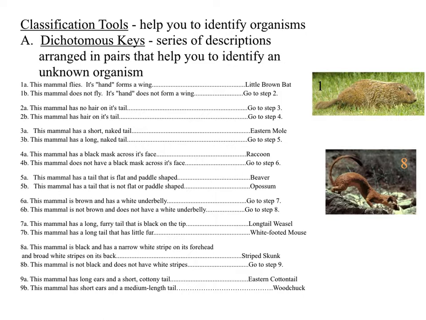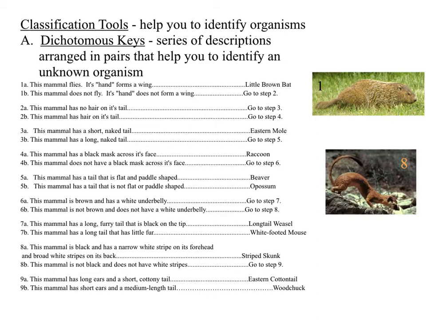So what we would do is we would go, okay, this mammal flies, its hand forms a wing. Is that true? Nope. So this mammal does not fly, its hand does not form a wing. That would be the one we would say is true. So we would go to step 2. All right, this mammal has no hair on its tail, or this mammal has hair on its tail. Well, if we look at the tail, it's definitely got some hair on its tail, right? So it tells us now to go to step 4. So we go down here to step 4.